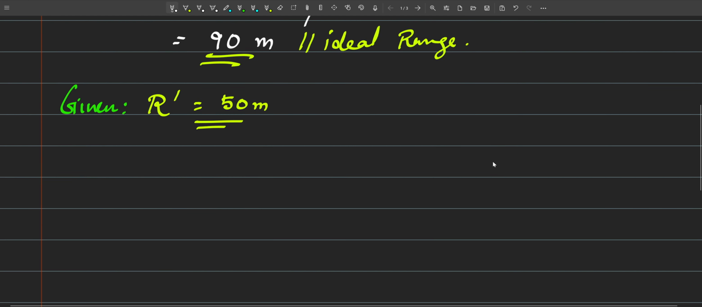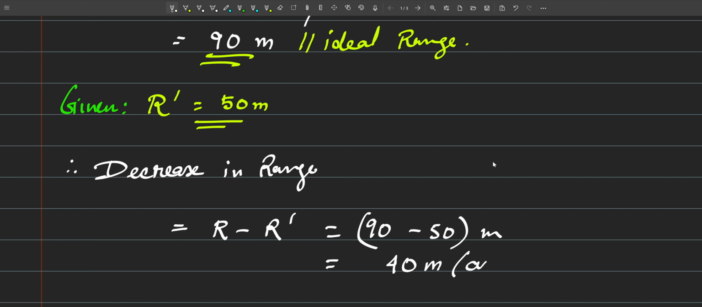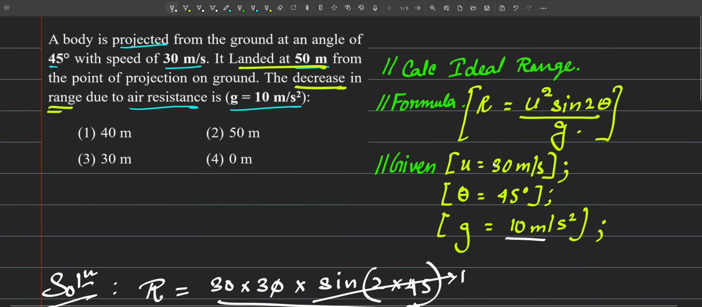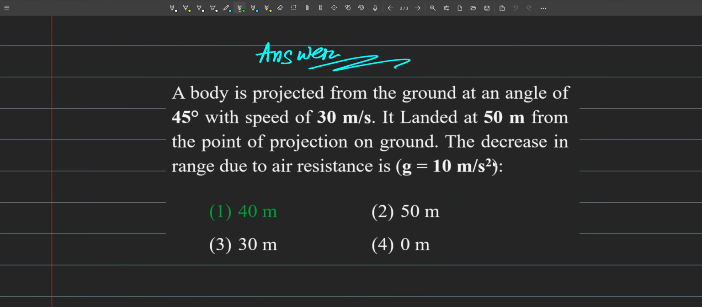Therefore, decrease in range is going to be R minus R dash, that is equal to 90 minus 50 meter, which is going to give us 40 meter, and this is our answer. So our answer becomes option number 1. Let's tally with our answer sheet. Yes, our answer is absolutely correct. That is option 1.